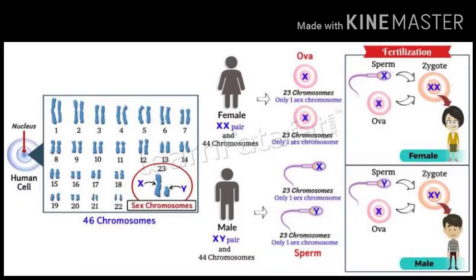Now, of the pair of X chromosomes present in the female, one comes from the sperm and the other comes from the ovum. So it is clear that it is the male which determines sex, because the male produces two different types of gametes, the X and the Y, whereas the female produces two similar types of gametes, which is only the X. So if the sperm carrying the X chromosome merges with the ovum, it gives a female fetus, and if the sperm carrying the Y chromosome merges with the ovum, it gives a male child.